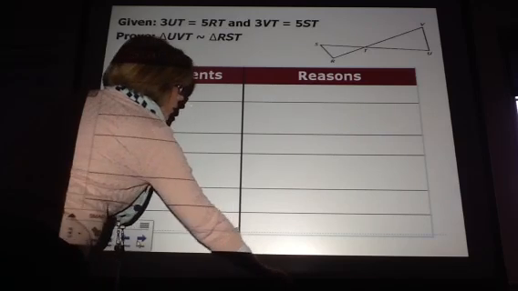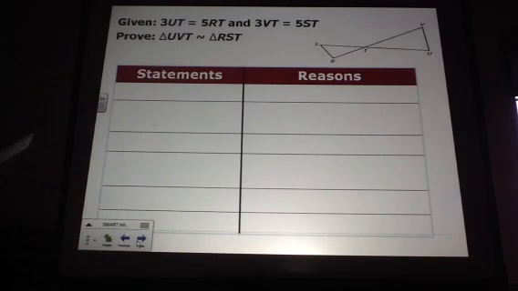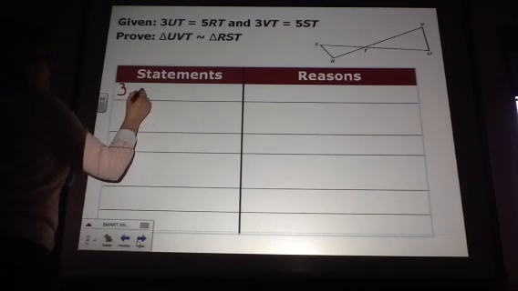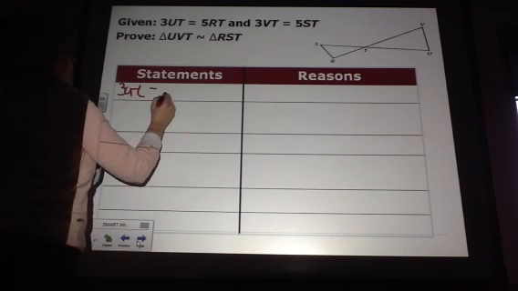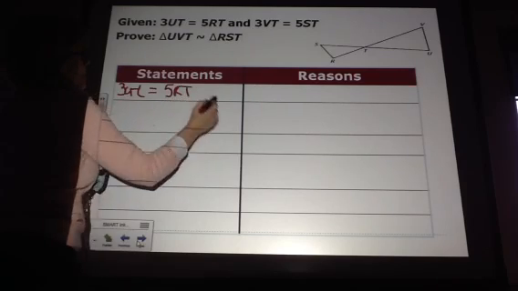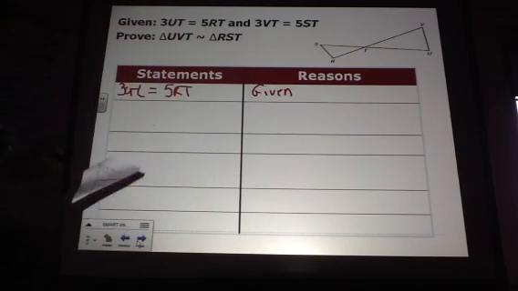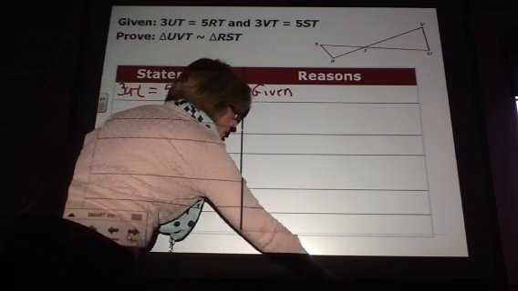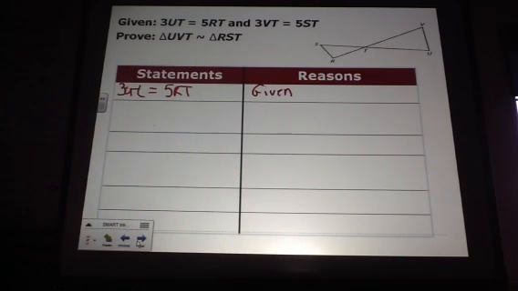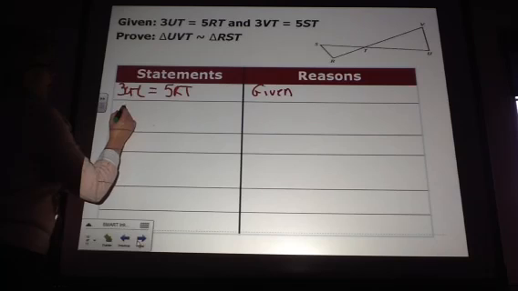All right, last one's going to be a proof. Given 3UT equals 5RT and 3VT equals 5ST, prove that the triangles are similar. All right, so let's start with our first given statement. 3UT equals 5RT. This is given. Okay, so what we need to do here is we need to find a ratio and get rid of some of these letters.